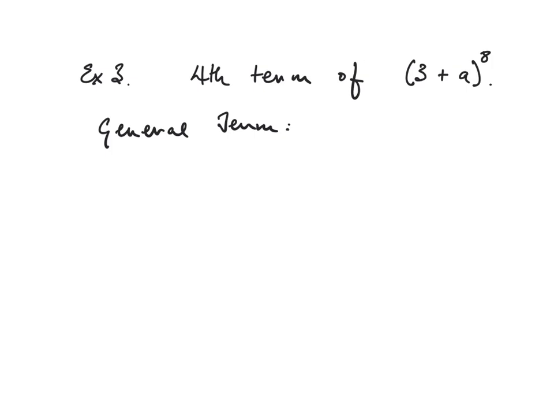Well, we know that the binomial coefficient is going to be 8 choose r. Now remember, this is a general term. We don't have the value of r yet, but we can choose it, and we will choose it in a minute. So it's 8 choose r. The first term is 3, so it's going to be 3 to the power of 8 minus r. And the second term is a to the power of r. That in fact is the general term for this expansion.